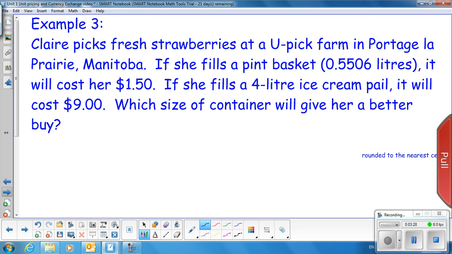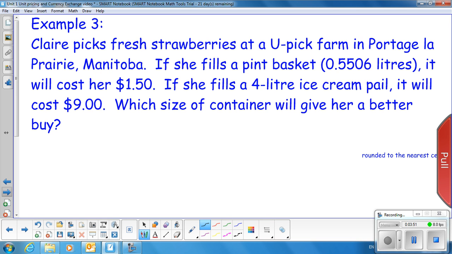Claire picks fresh strawberries at a U-Pick farm in Portage la Prairie, Manitoba. If she fills a pint basket, which is 0.5506 liters, it will cost her $1.50. If she fills a 4-liter ice cream pail, it will cost her $9. Which size of container will give her a better buy?